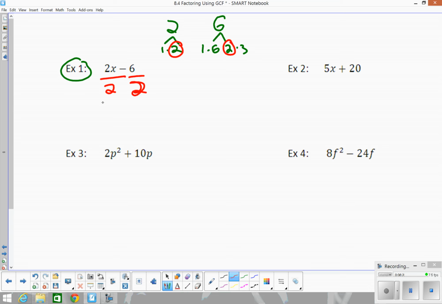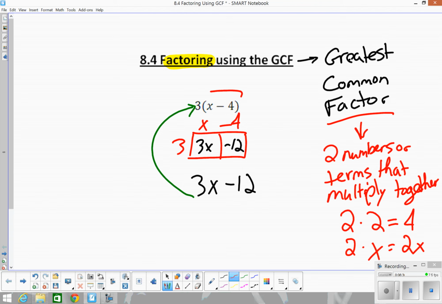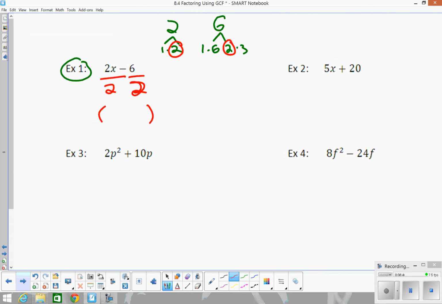Good. So now I'm going to just simply divide down. That's what's going to end up in my parentheses. So go back. I want to end up with this form. You can start seeing it coming about. So 2 divided by 2 is 1, and then I'm left with x. Now -6 divided by 2 is -3.